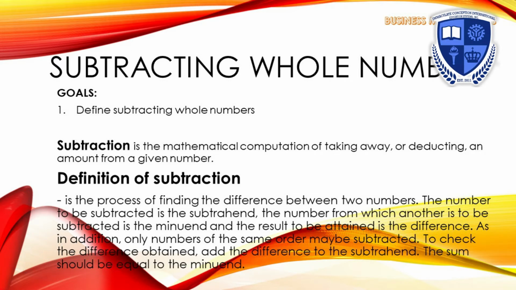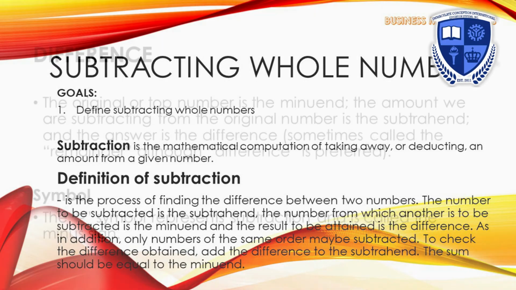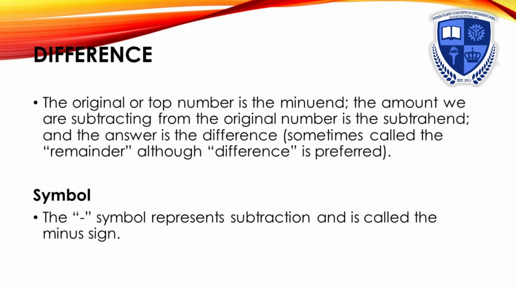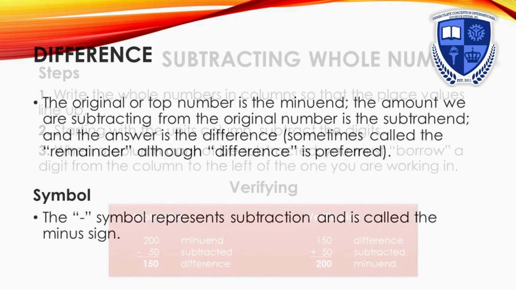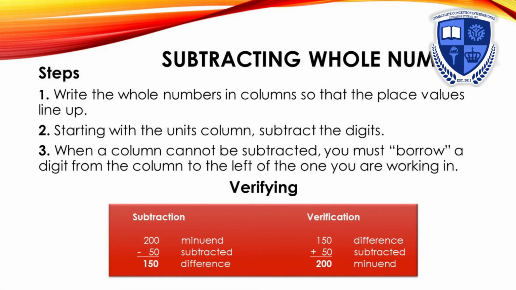Subtraction is the mathematical computation of taking away or deducting an amount from a given number. The original or top number is the minuend. The amount we are subtracting from the original number is the subtrahend. And the answer is the difference, sometimes called the remainder, although difference is preferred. Symbol: the dash, in subtraction, represents subtraction and is called the minus sign.